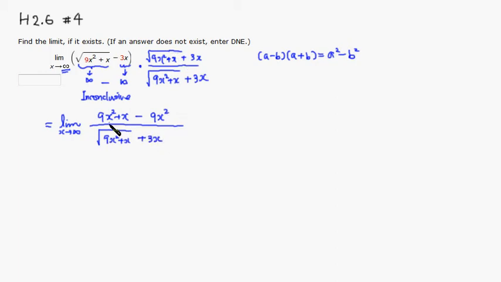Alright, now we can see that here the 9x squared and the minus 9x squared cancel out. So you get x on top over square root of 9x squared plus x plus 3x. Alright, then you try to plug in. The numerator approaches positive infinity. And if x goes to infinity, the first term goes to infinity, the second term goes to infinity, so since it's addition, the whole denominator is going to positive infinity also, right?